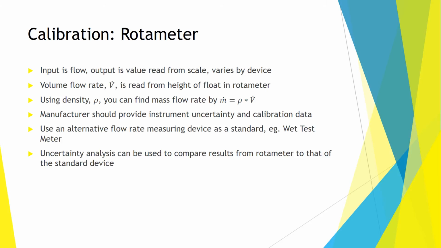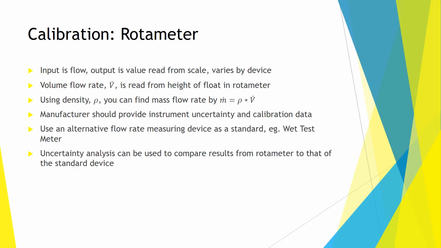The rotometer is used to find mass average flow rate. To do so, the volumetric flow rate can be found by reading off the value on the rotometer. Once the volumetric flow rate is found, it can be multiplied by the density of the water mentioned earlier in order to find mass flow rate.